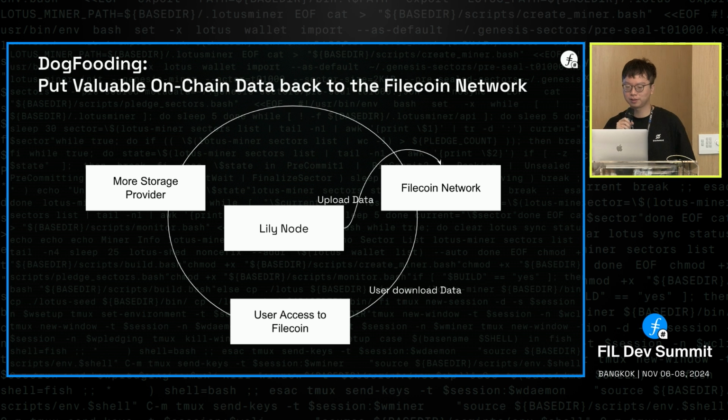The last one is the next step for Lily, which is dogfooding. We want to put this valuable data back onto the Filecoin network, and users can get that data from Filecoin directly. And yeah, I think it is a positive way to make the economy better.